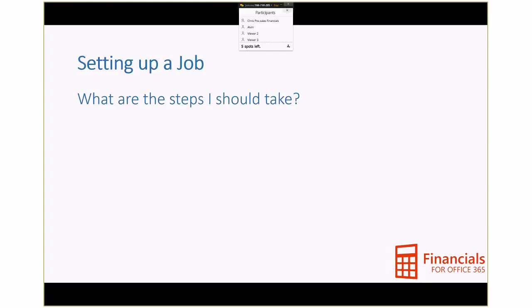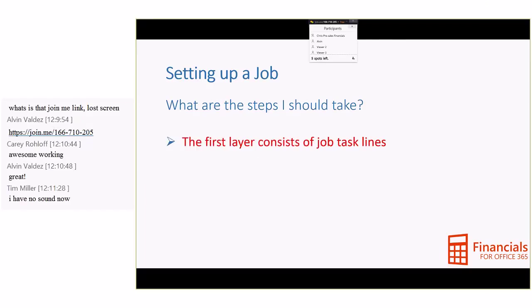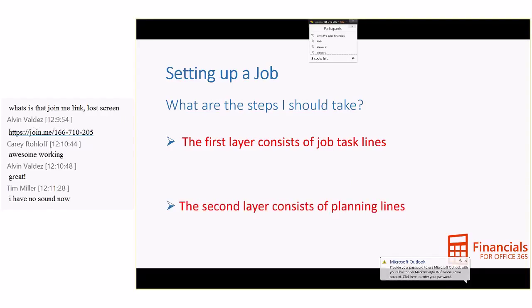So the first stage of anything within Financials, of course, is setting it up. So what are the steps that we should take when setting up a job? The first layer within a job is what we call the task lines. The second layer within that is what we call the planning lines.